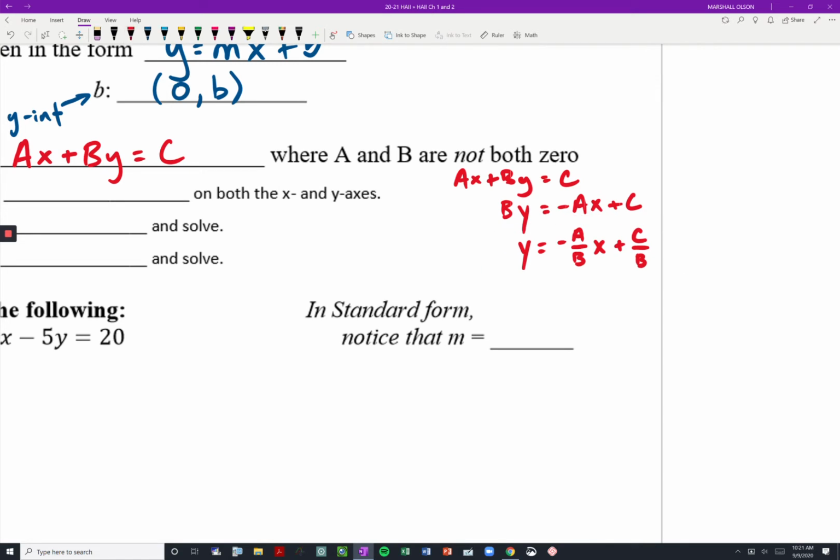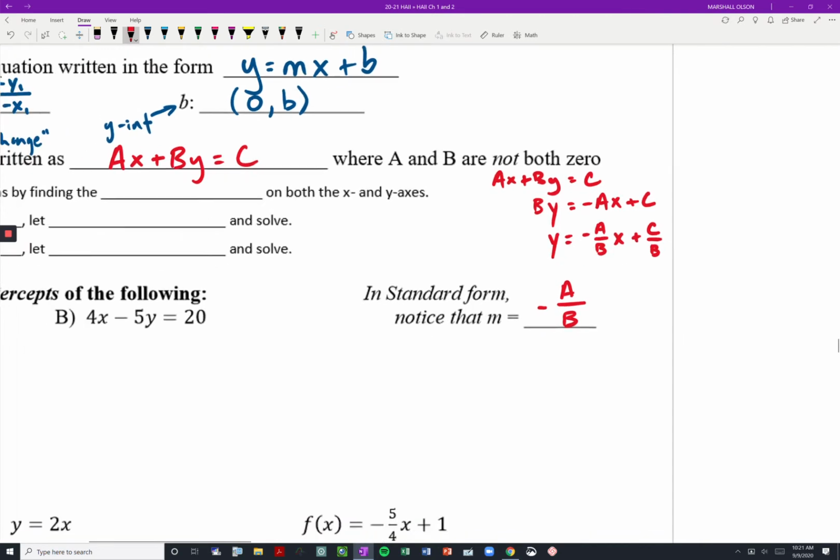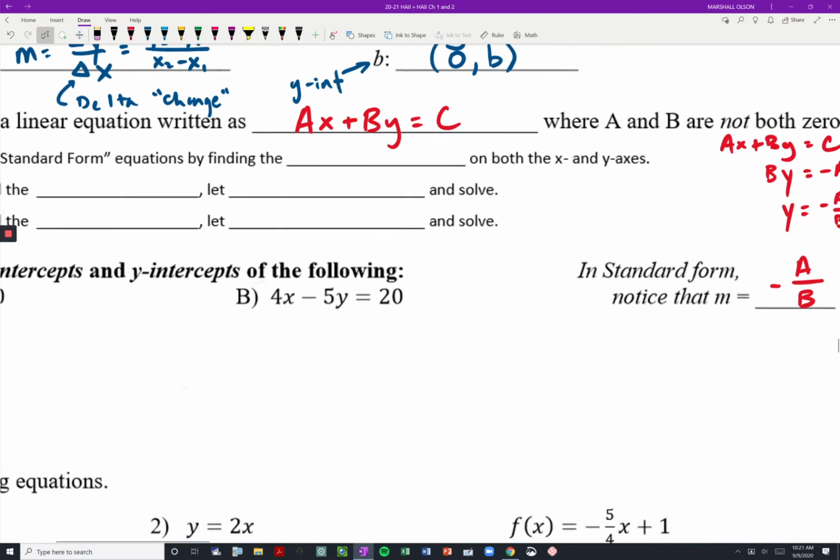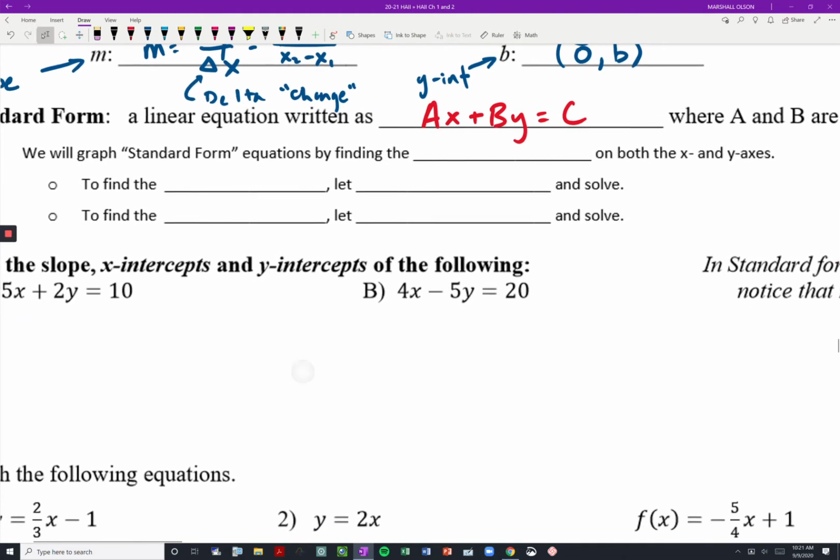The reason why we did that is so that we can relate our standard form parameters, A, B, and C, to the information we get from slope-intercept form. Most importantly, the slope, m, is the same thing as negative A divided by B. So if you have an equation that's in standard form, you don't need to solve it for y to find the slope. You can just take the opposite of A divided by B, and that'll be the slope of that line.